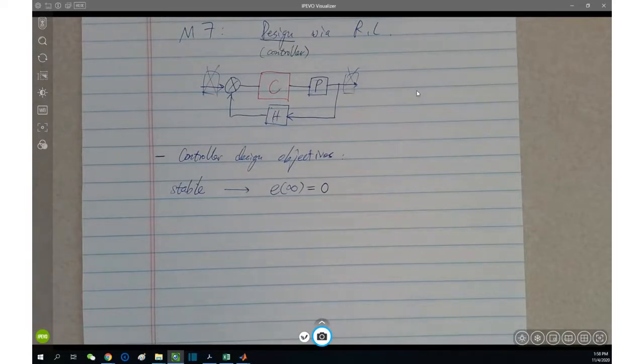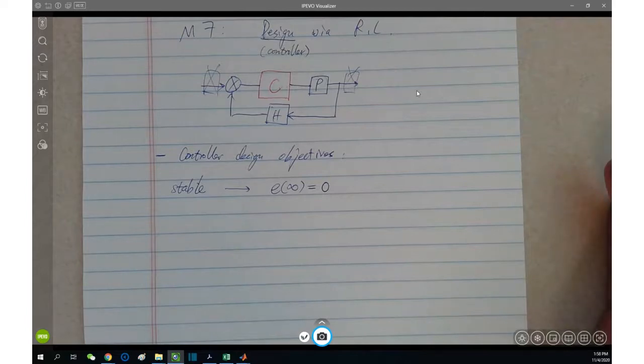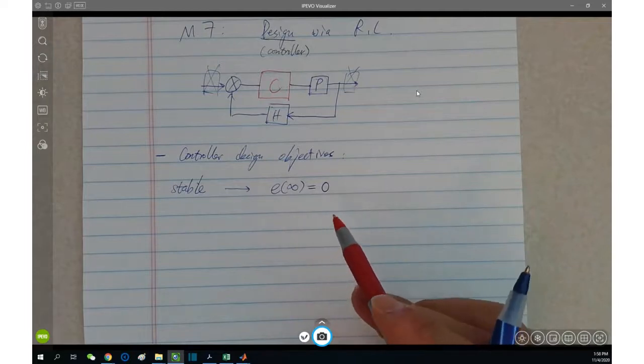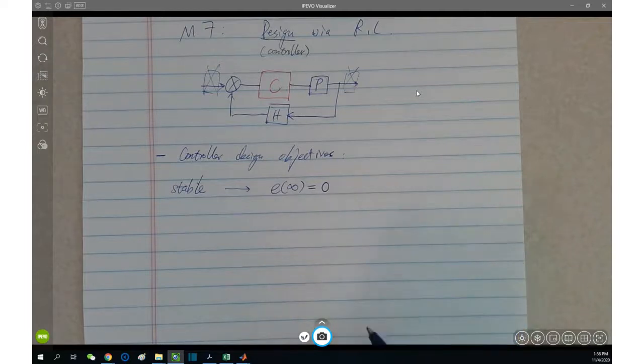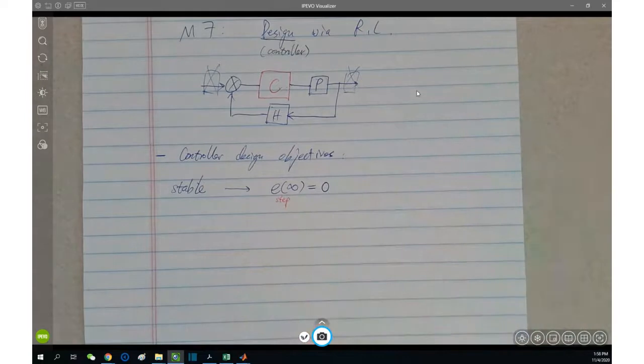And here, actually, we can only specify one particular input, right? Because steady state error is what? Input dependent. Remember that? You have different inputs, your steady state error is going to be different. So here we just focus on what? Step input. We're trying to make the step input steady state error vanish.